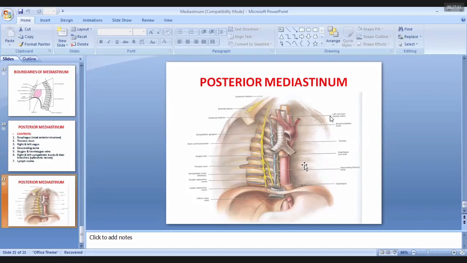So these are the main points related to the mediastinum. First of all, the definition of the mediastinum, then boundaries of the overall mediastinum, then subdivisions, superior and inferior mediastinum, then respective boundaries of the superior and inferior mediastinum, then further subdivisions of the inferior mediastinum, anterior, middle, and posterior mediastinum, and then contents of each mediastinum.